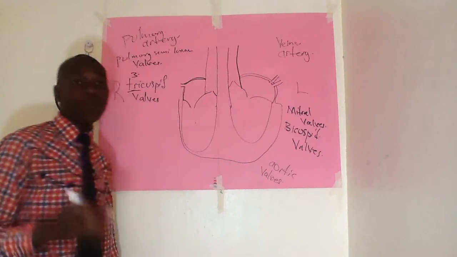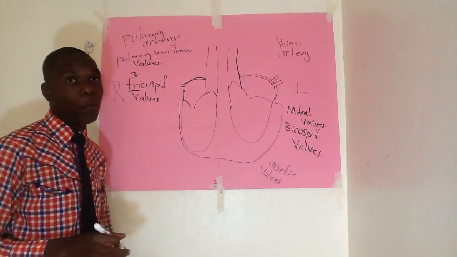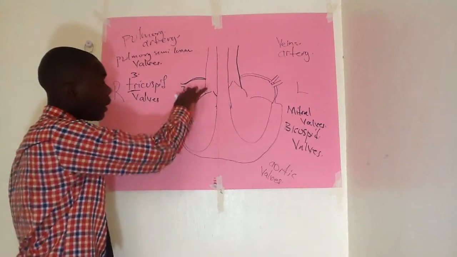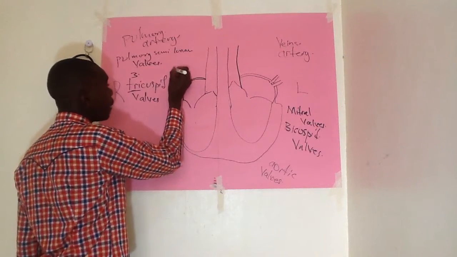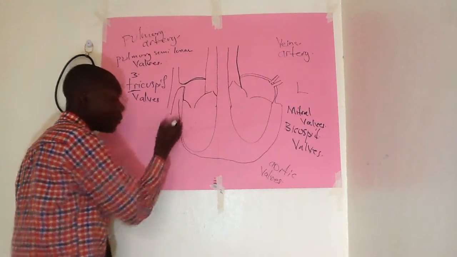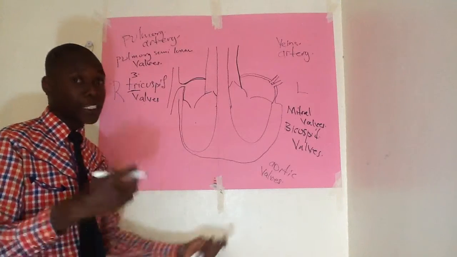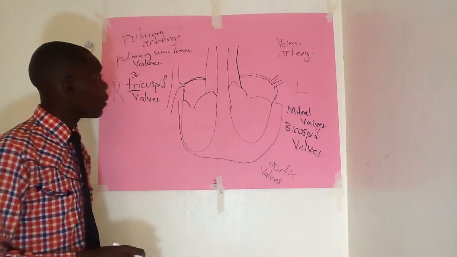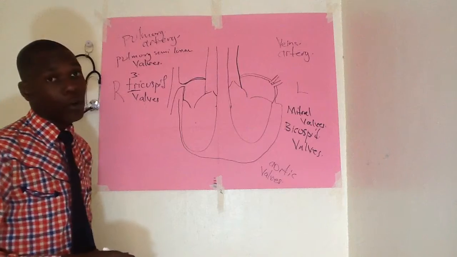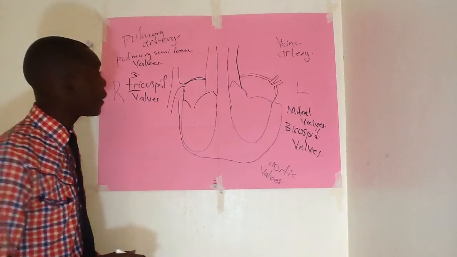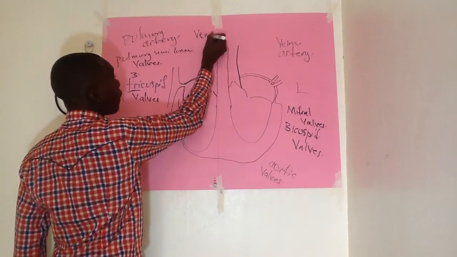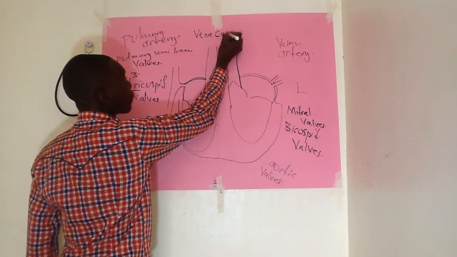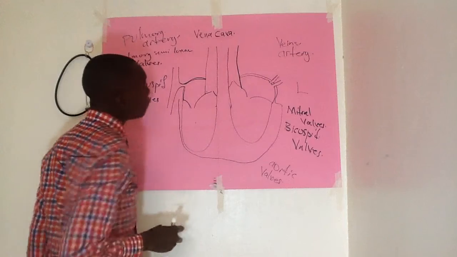Into it, we have 2 huge blood vessels draining blood into it. And these blood vessels, in fact, they are the largest blood vessels in the body. And they are collectively known as the venae cavae, or vena cava.